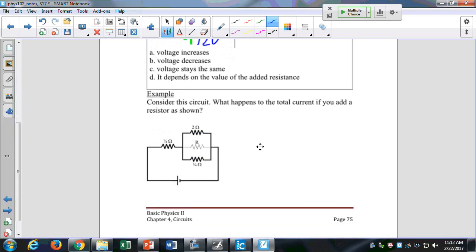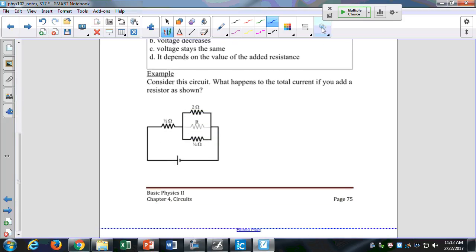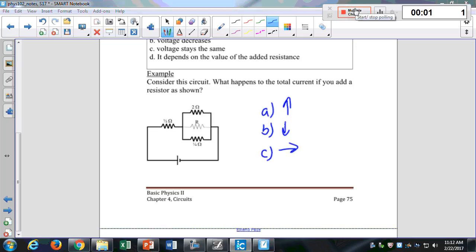All right, let's look at this. What happens to the total current if you add a resistor, as I show here? Does the total current go up? Does it go down? Or does it stay the same? What happens to the total current if I add a resistor right here? Does it go up, down, or stay the same? That is a very similar question, but I think it was a little bit different.